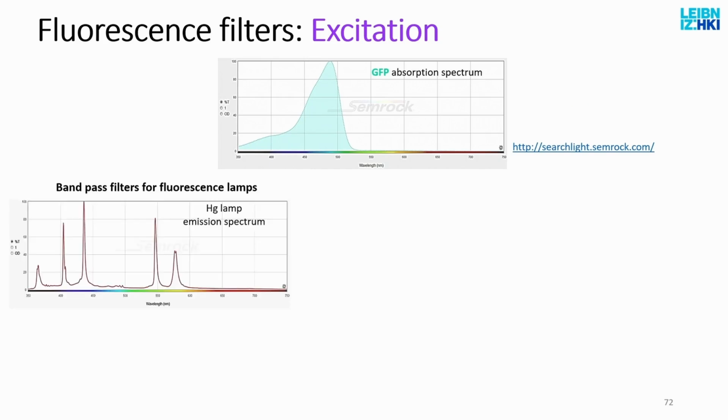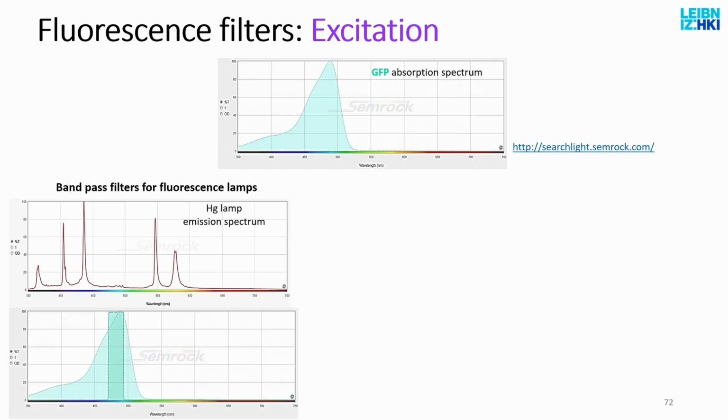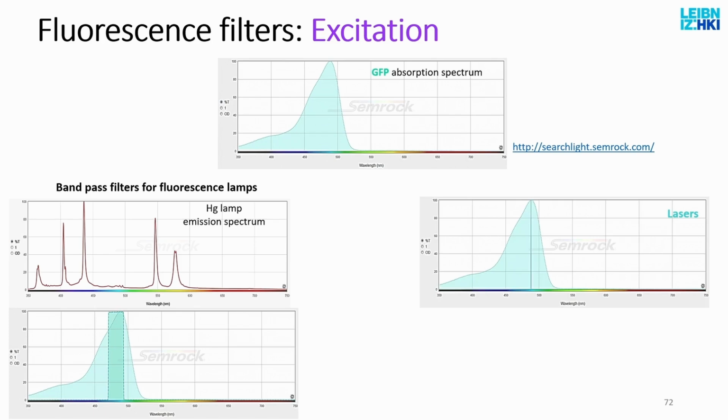So what do we need? We need the excitation spectrum, and we need the light source. Well, in the old days, we used to use mercury lamps for that. And that's a problem because this lamp doesn't have a continuous excitation spectrum. So for example, if I wanted to use this with FITC, it wouldn't work because exactly there is no light. But usually we use diodes and lasers.